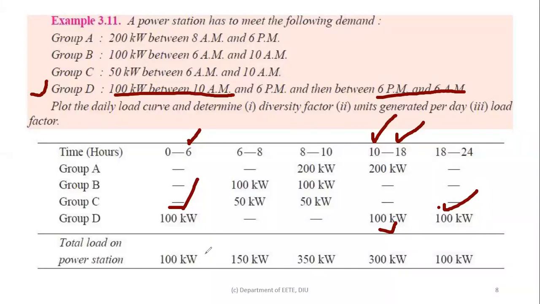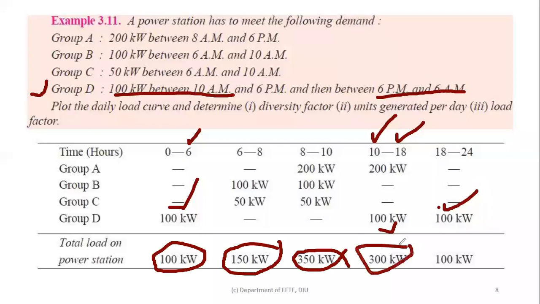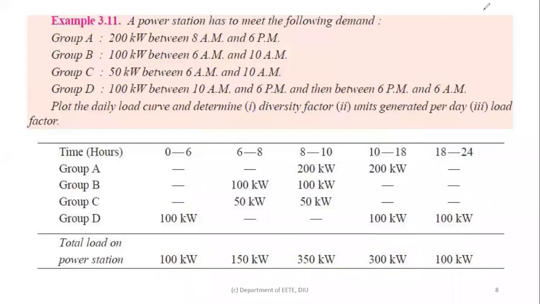So from 0 to 6, if we sum, we'll get 100 kilowatt. From 6 to 8, we get 150 kilowatt. Just summing all, from 8 to 10, we get 350 kilowatt. From 10 to 18, we get 300 kilowatt. And finally, from 18 to 24, that means till midnight, that is 100 kilowatt. These are the values we will use in the load curve drawing. Okay, so we have finished this table building.